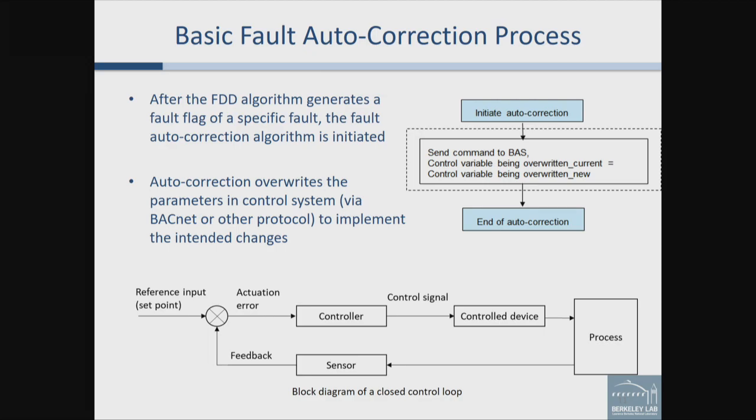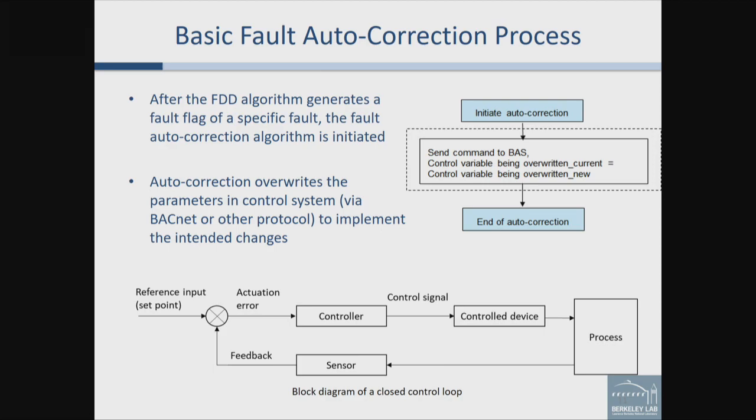The first thing in this process is looking at the fault detection and diagnostic algorithms to see if they raise a flag that there is a fault. After we confirm that there is a fault happening in the system, we initiate the auto-correction process. We find the correct control variables in the system and override these variables with a correct value.